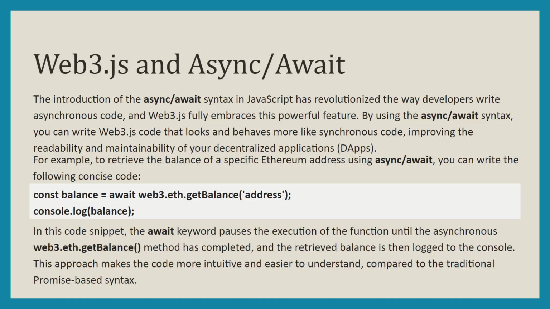For example, to retrieve the balance of a specific Ethereum address using async/await, you can write the following concise code: const balance = await web3.eth.getBalance(address) and console.log(balance). In this code snippet, the await keyword pauses the execution of the function until the asynchronous web3.eth.getBalance method is completed, and the retrieved balance is then logged to the console. This approach makes the code more intuitive and easier to understand compared to the traditional promise-based syntax.